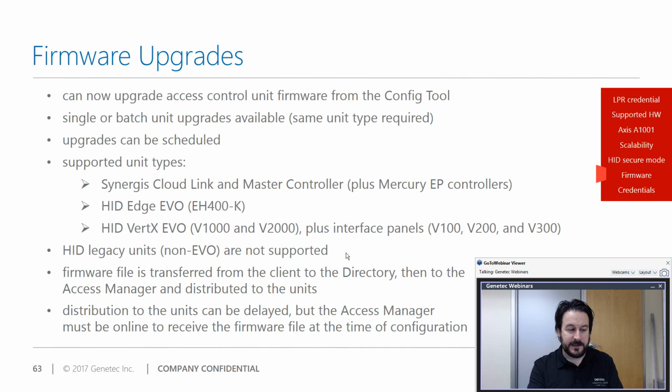So the HID legacy units are not supported. When we're setting this up, we need to make sure that the firmware file we're specifying gets transferred from the client to the directory and then to the access manager, and at the scheduled time is distributed to the units. So we need to really make sure that the access manager is online while we're setting this up. Otherwise, the firmware file itself won't get through, and then we'll run into trouble.